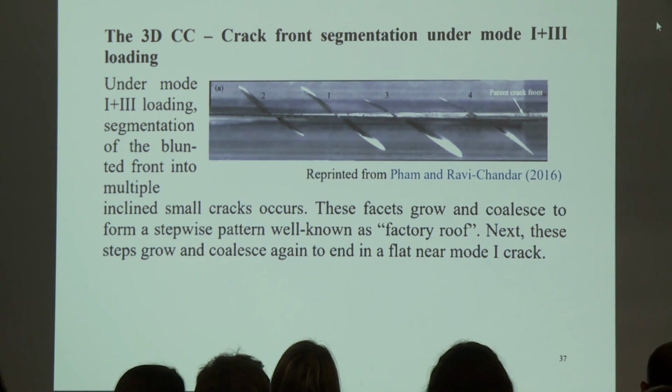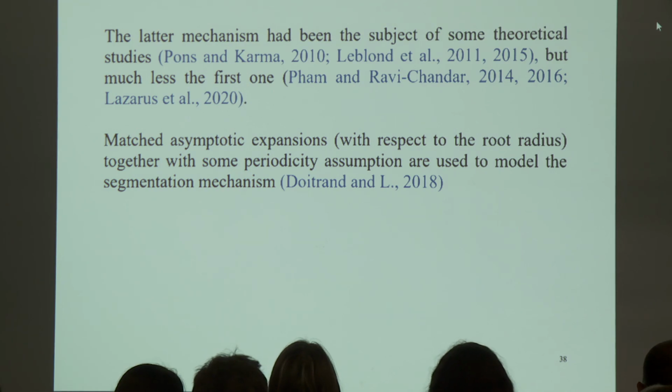What happens is that the crack would like to twist like that, but it's not possible. So facets appear along the crack front, and we will try to predict the onset of these facets and the spacing in between. A lot of work has been done from a theoretical point of view by Pons and Karma, for instance, Jean-Baptiste Leblond as well. It was mainly on the next stage.